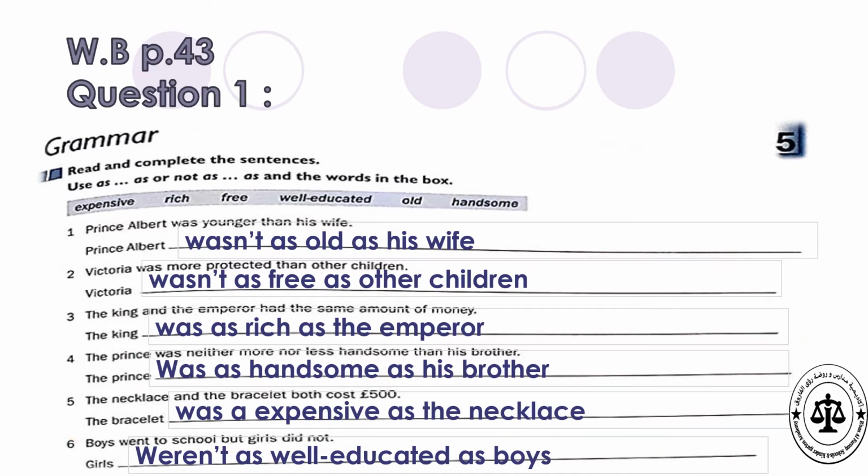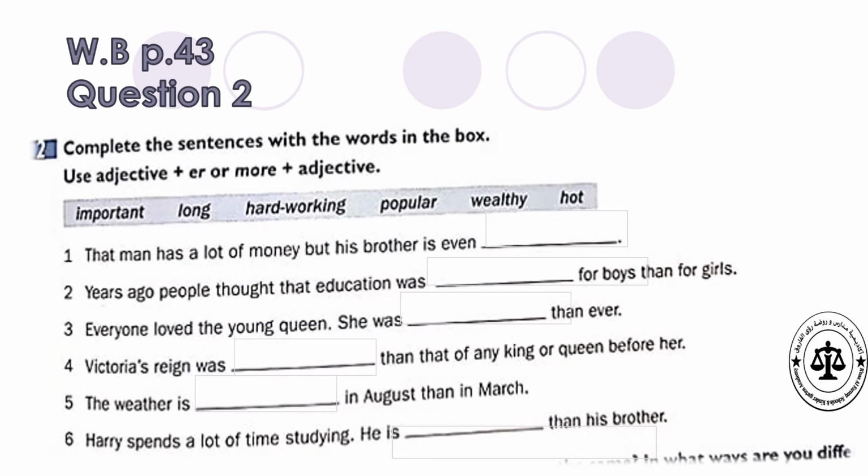Question number 2. Complete the sentences with the words in the box. Use adjective er or more adjective. We know that er is with short adjectives and more with the long adjectives. Important, long, hardworking, popular, wealthy, hot. We want to use these adjectives to complete the sentences here. Number 1. That man has a lot of money, but his brother is even.